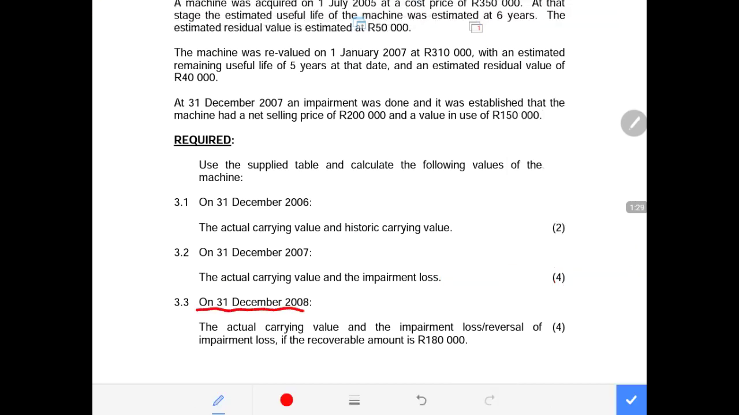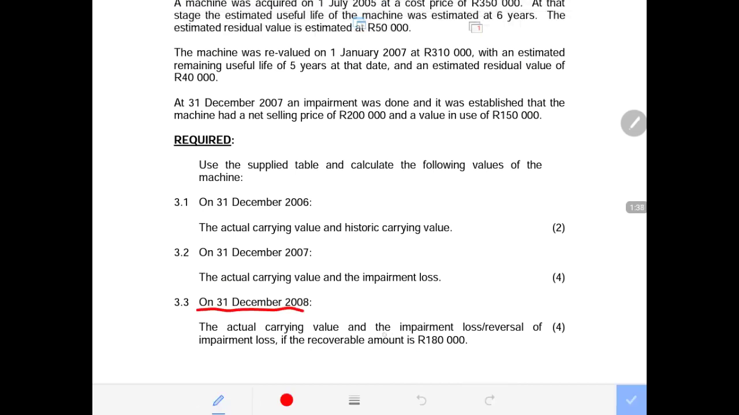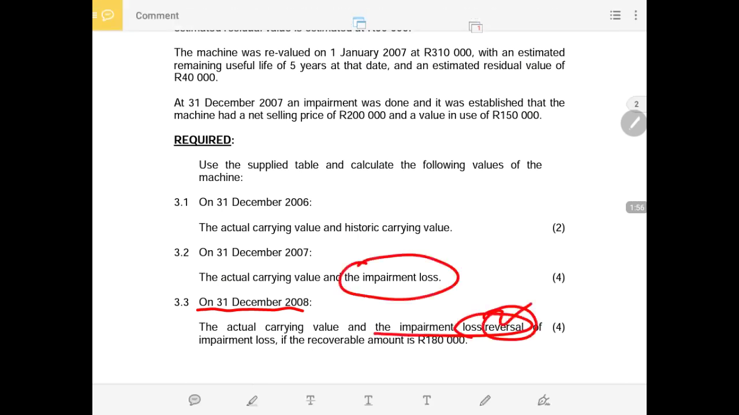So at the end of 2008, it is clearly also stated that we are to calculate the actual carrying value and the impairment loss or reversal. So there is a potential, in my viewpoint already, of the reversal because there was impairment loss in the previous period. But remember, this reversal of the impairment loss must be limited to the carrying amount of the historic column. I emphasized that in the previous question. Now this is what I will be applying.